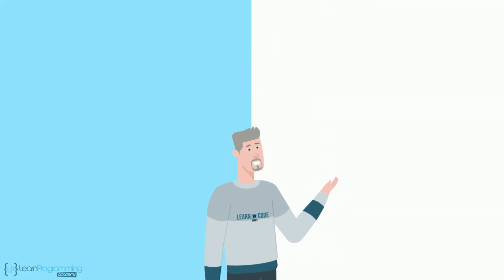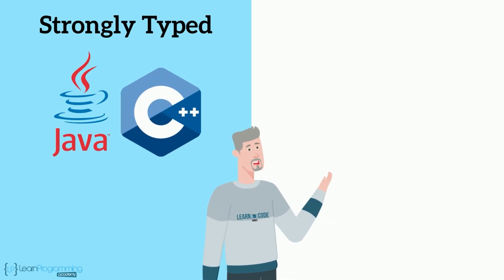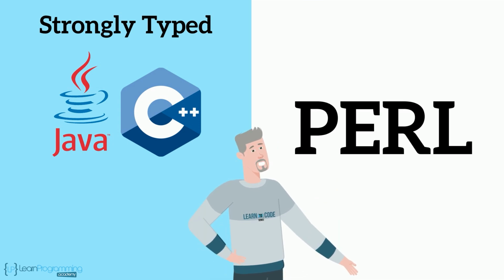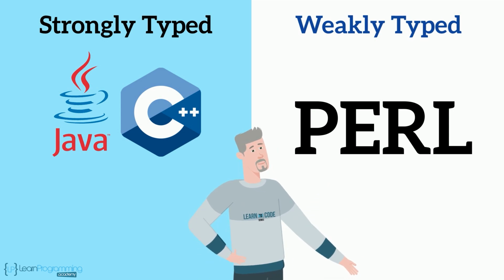Languages that require it are known as strongly typed programming languages like Java and C++. The Perl language does not require this declaration and so is an example of a weakly typed programming language.